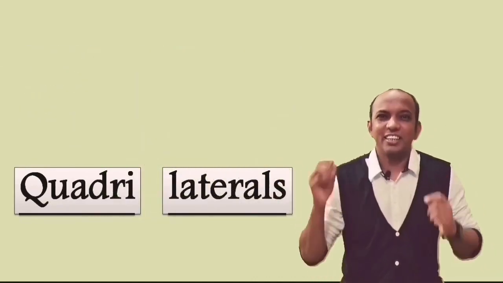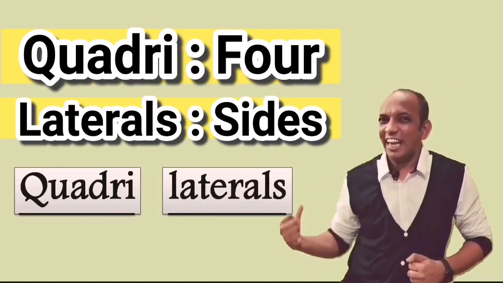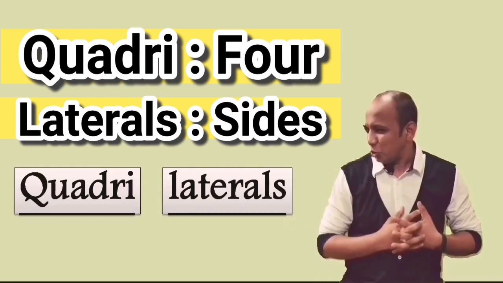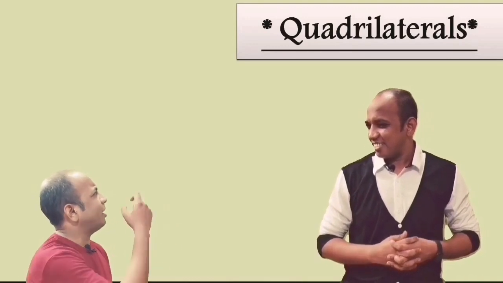This word quadrilateral is made up of two main words. Quadri, which means four, and lateral means sides. Isn't it, Sonu? Will you try it? Yes sir, why not? Now you only told quadri means 4 and lateral means side. So a diagram with 4 sides is called a quadrilateral, isn't it?